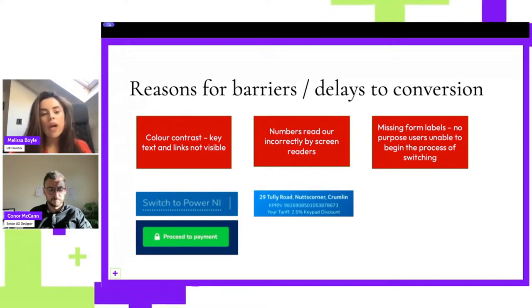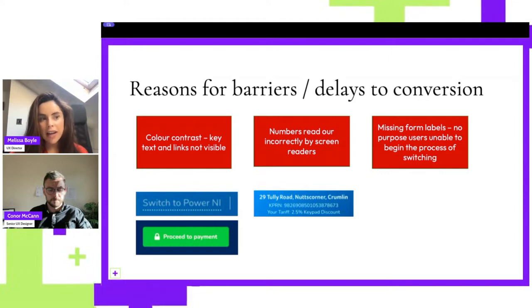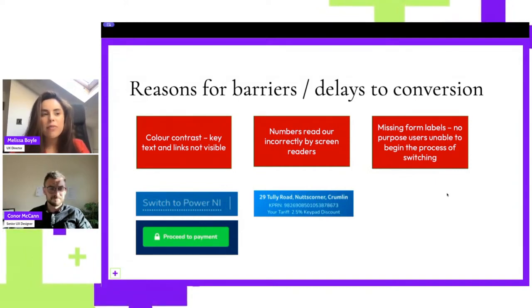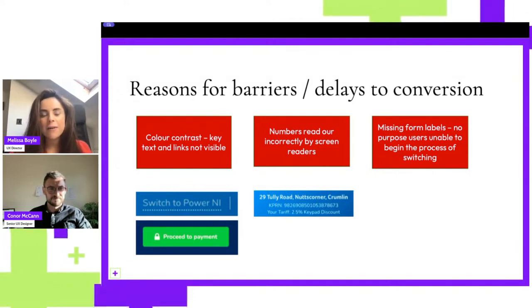For customers who had to submit keypad readings, numbers were read out incorrectly by screen readers. So again, those with visual impairments who relied on screen readers couldn't do this task. And an example of this, the KPRN code, as opposed to reading out the numbers individually, like 982690, it read it out as one big long number. Now, I'm not going to attempt to say that number, but for instance, it was something like 9,826,000 and so on. You get the gist.